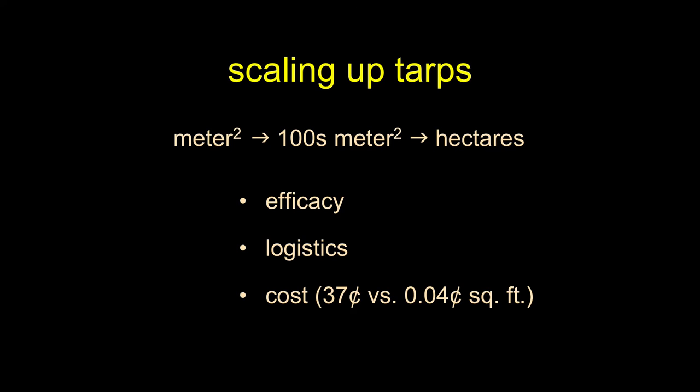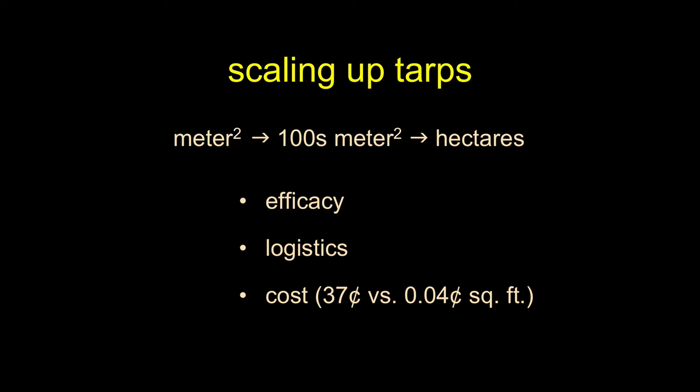So the question is, can we take that approach, say, of tarping to try to shift the native to exotic abundance, from the scale of a few square meters to hundreds of square meters to hectares? If we try this, we want to look at the efficacy. Is it still working as well? Two, logistics get hard. Can we actually do it at that scale?